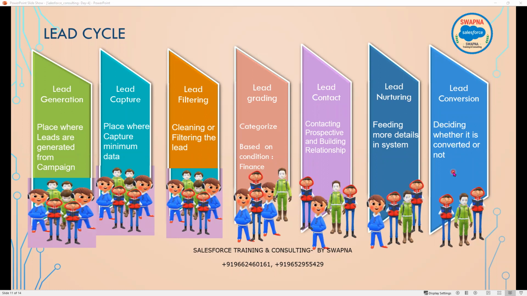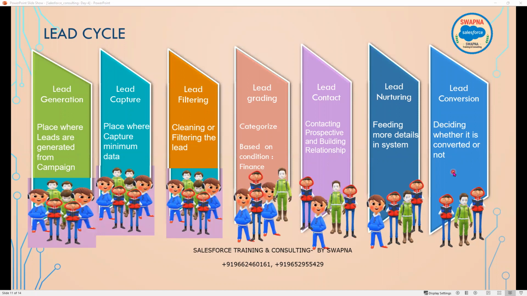So these are the different stages. What is converted? We will see that tomorrow. But these are the different stages: lead generation, lead capture, lead filtering, lead grading, lead contact, lead nurturing, lead conversion. These are the 7 steps.